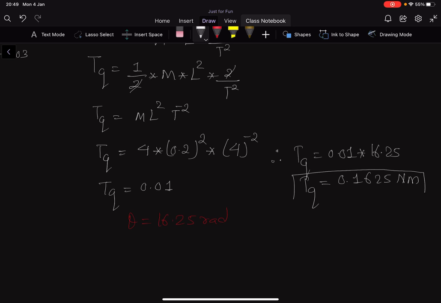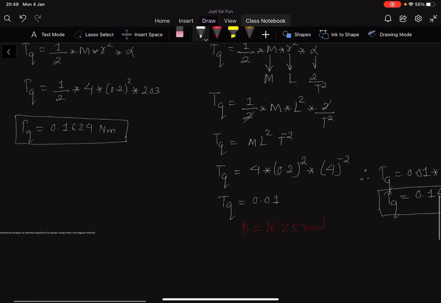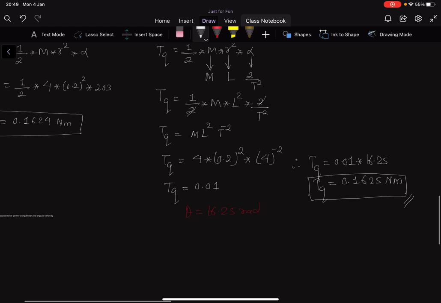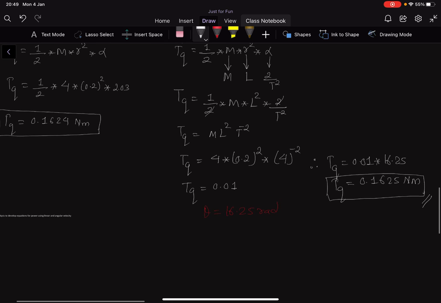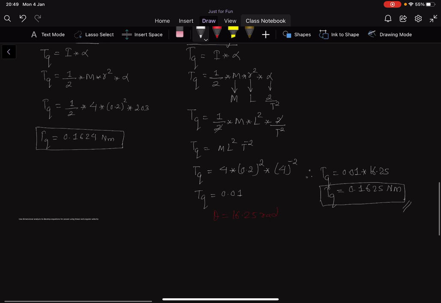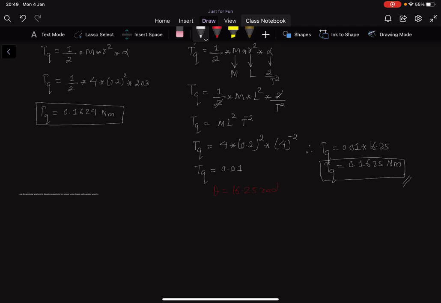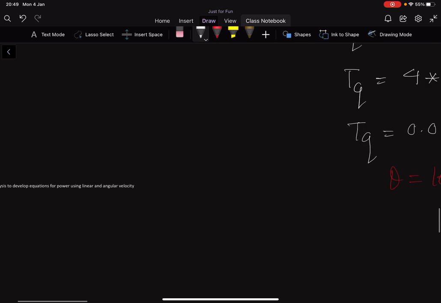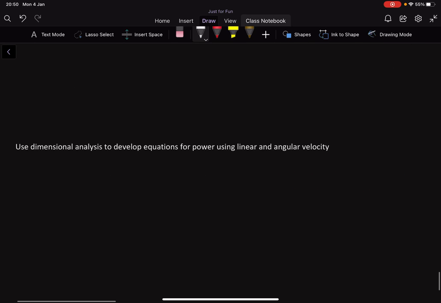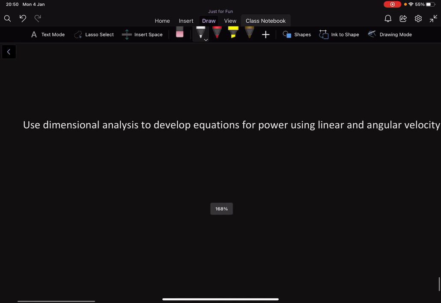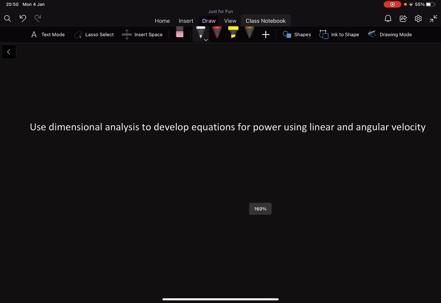And you can see the results, and we can verify them. Both have the same answer: 0.1624 from the formula, and 0.1625 from the dimension analysis, which is basically exactly the same. Right, so now furthermore we have one interesting additional question here.